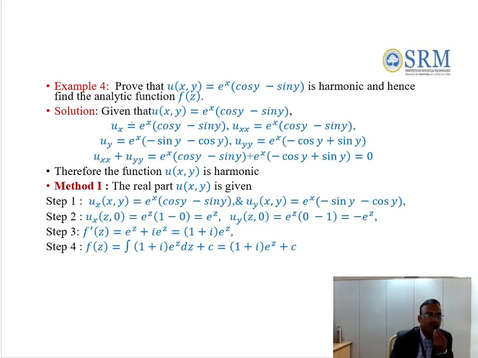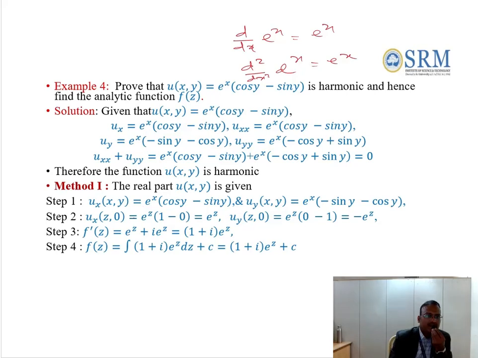Therefore, if you compute the partial derivatives, ∂u/∂x gives e^x (cos y − sin y), and uxx is equal to e^x (cos y − sin y), because with respect to x we are treating cos y − sin y as constant. And what is the derivative of e^x? d/dx of e^x is e^x. Similarly, d²/dx² of e^x is again e^x.